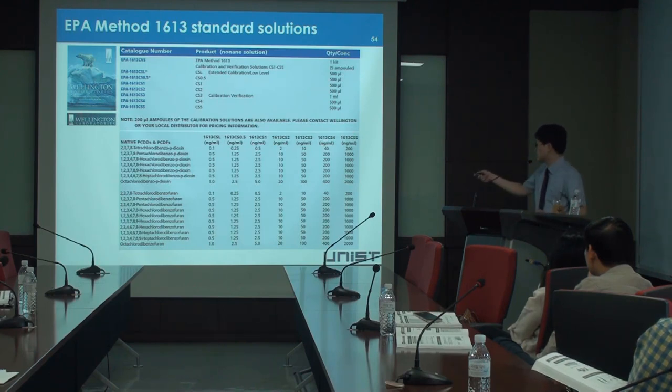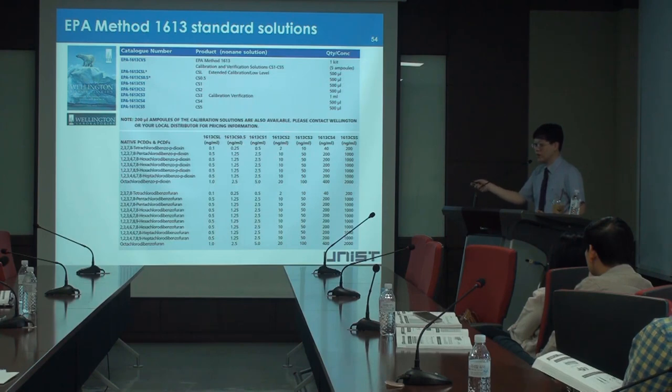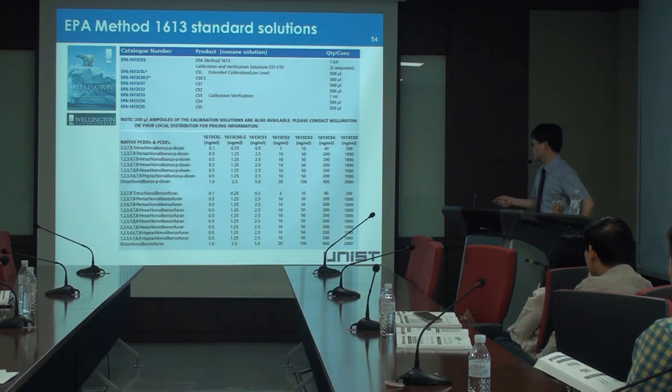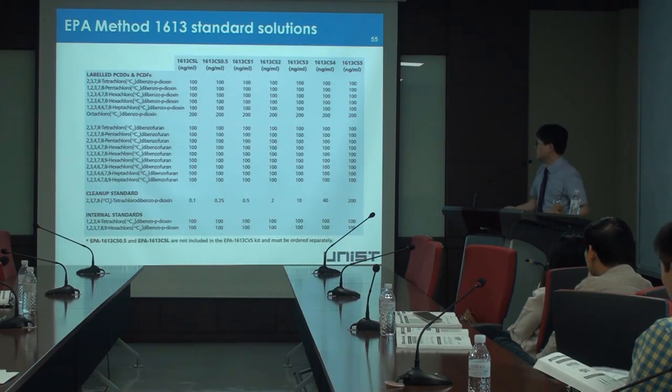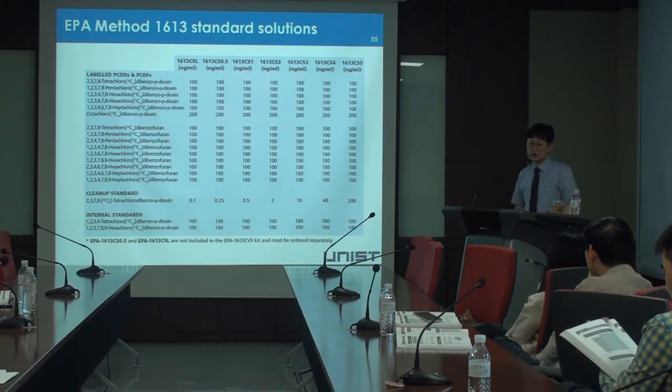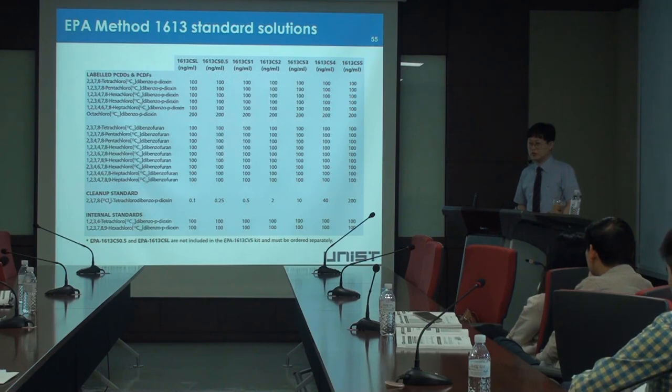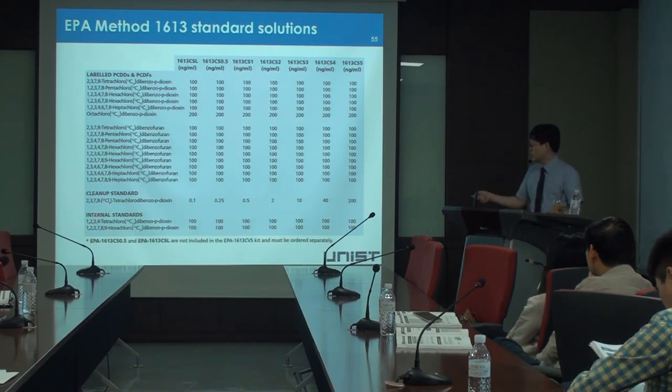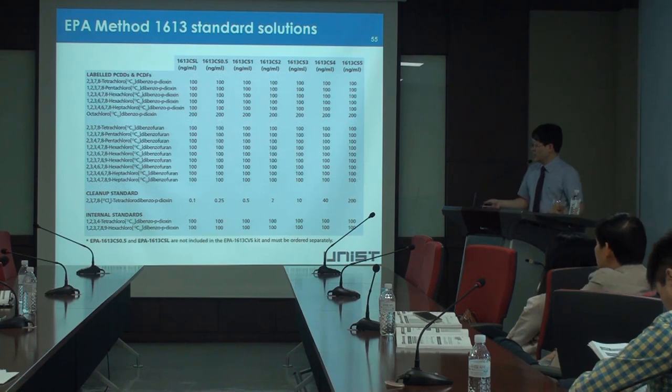This is the concentration level, CS5, 4, 3, 2, 1. These calibration values are all commercialized concentration compounds. And the second type is labeled dioxin. Also we say surrogate standard. Surrogate standard. And this one is a cleanup standard. This internal standard can also be used for this purpose. But generally you can think of three types.